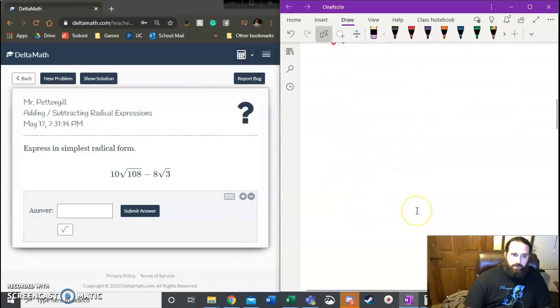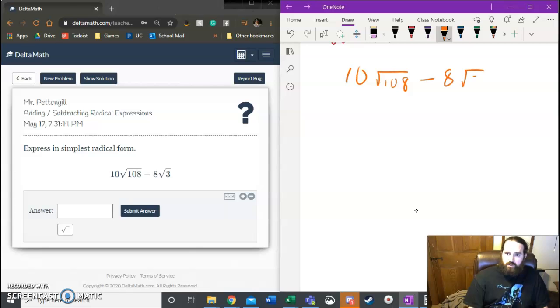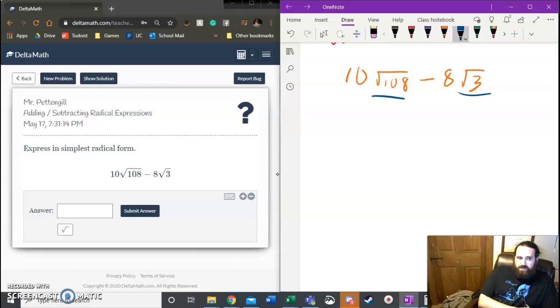So in this problem example I've pulled up on Delta Math, where your assignment is, I'm going to look at 10 root 108 minus 8 root 3. Right now there is nothing I can do because 108 and 3 are not the same thing. But it says express in simplest radical form. I need to ask, can I simplify these? Well, 8 root 3. Root 3, there's no simplifying that. If it was like root 4, I could make a 2, but it's a root 3. You sit there and you go, I got nothing. So that 8 root 3 gets a free pass. It just goes down to the next row.